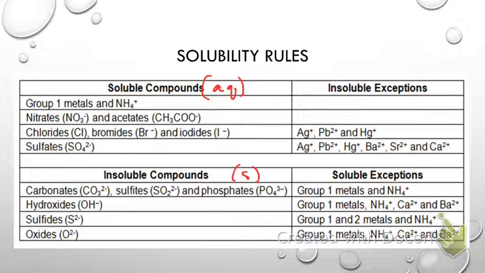And what do you notice about the majority of the exceptions? Group 1 metals and ammonium, because those are always soluble. And then some of them, like hydroxides, will list some, sulfides will list some other things, and oxides. Okay? So that's the way we're going to use this list. So what we will be doing is we will write our products, and then we'll go check our solubility rules. Okay? So I'll show you what that looks like. We're going to do quite a few examples today.